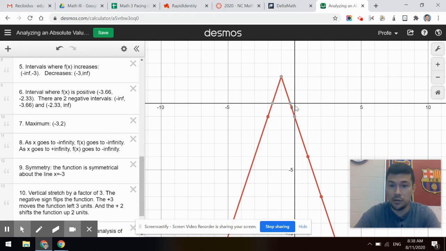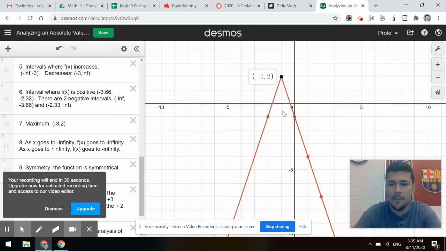Step 7 is finding the turning points, or max or min. You can locate that by just touching the point right there. So that is -1, comma 2. Step 9 is analyzing the symmetry. If you look at this, you can tell that the symmetry is right here at the vertex. It's at x equals -1.